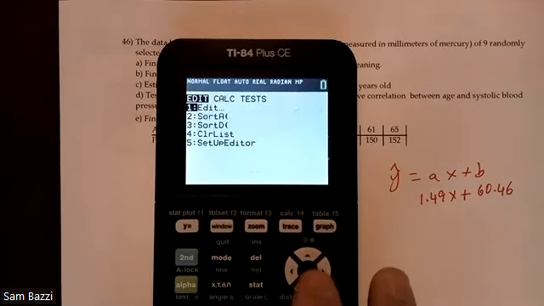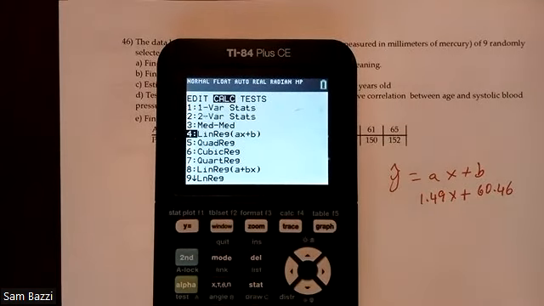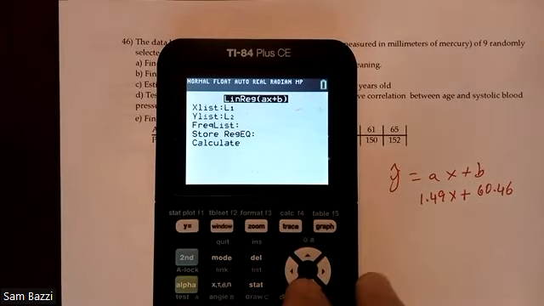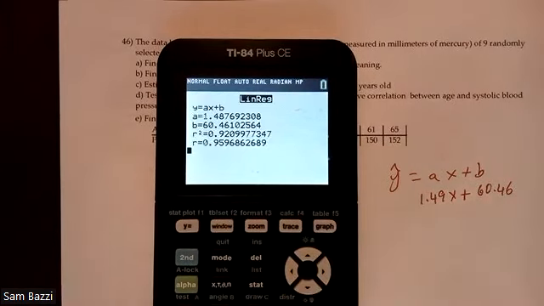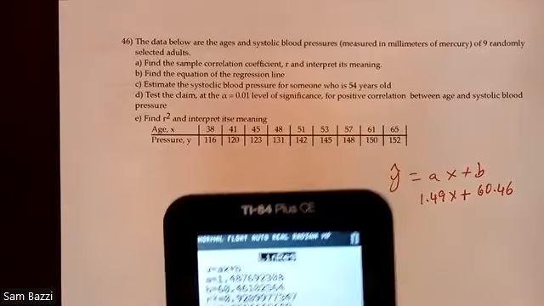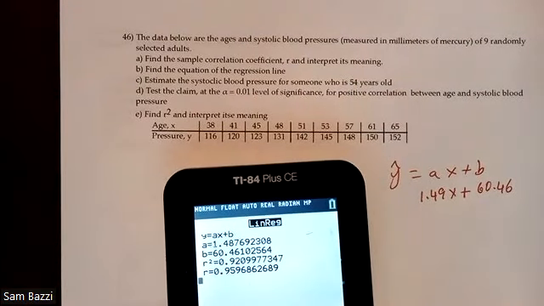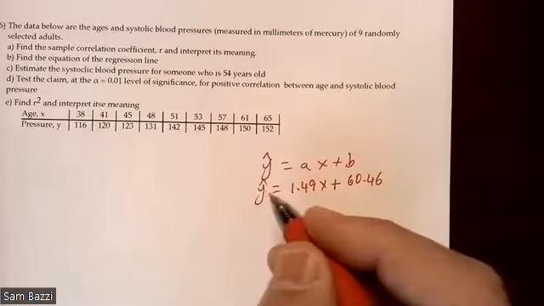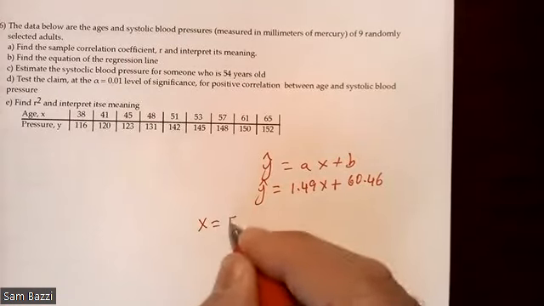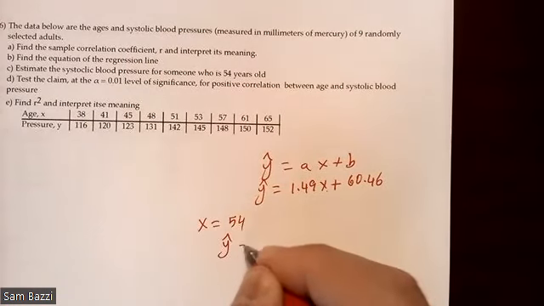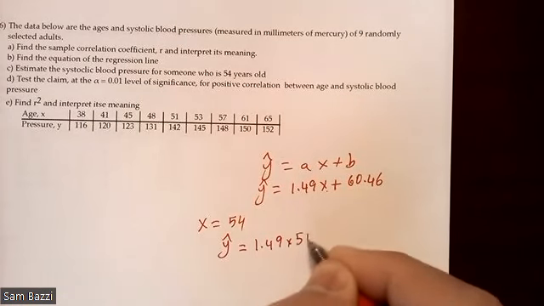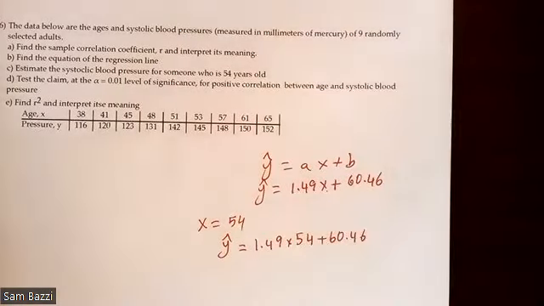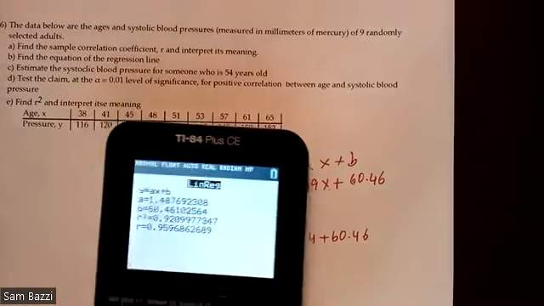So if I go back to stat, calc, number 4, L1, L2, calculate, and here you go. That's R. Equation of the line. Now the C, he says, estimate the systolic blood pressure for someone who is 54 years old. Okay, you have the equation, guys. This is the equation, and he says X is 54. You just plug it in here. So what would be the blood pressure? 1.49 times 54 plus 60.46. Just use the calculator to do the calculation.